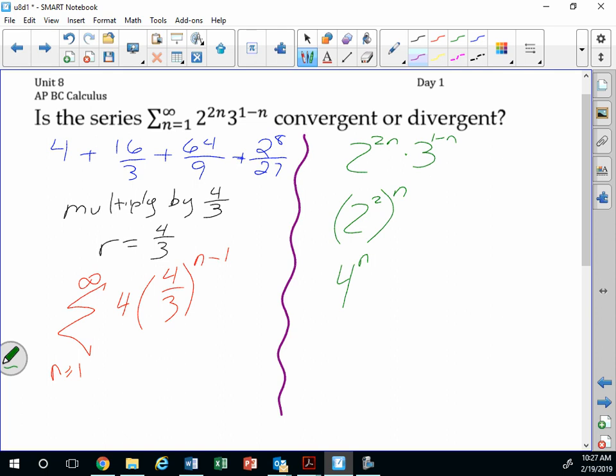Could I rewrite 3 to the 1 minus n? How? Same base, what do you do with your exponents? Add them, like do this. Okay. Do you agree that this is 1 over 3 to the n, to the nth power? And we're okay with that so far.